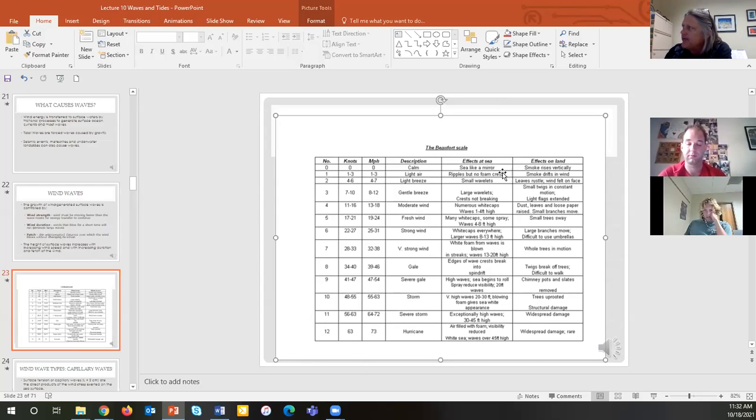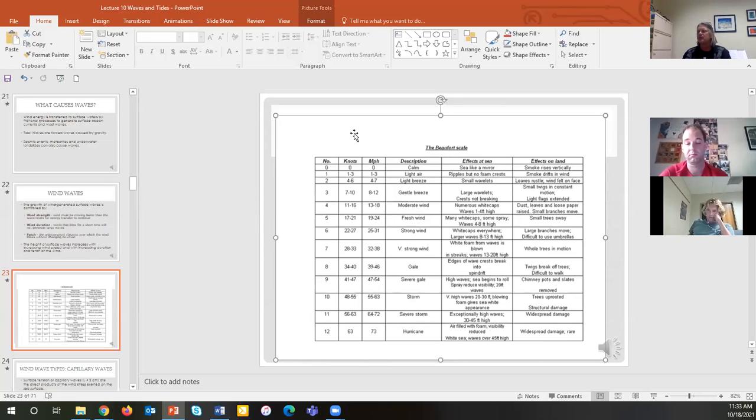Calm sea is like a mirror, and there's still some capillary action due to surface tension. And then you have light air, light breeze, gentle breeze, fresh wind. That's always my favorite, fresh wind. Gale force winds, storm, severe storm. This is the classification. Here's the effects. And then here's the effects on land if we have the same wind. So this is called the Beaufort scale of wind.